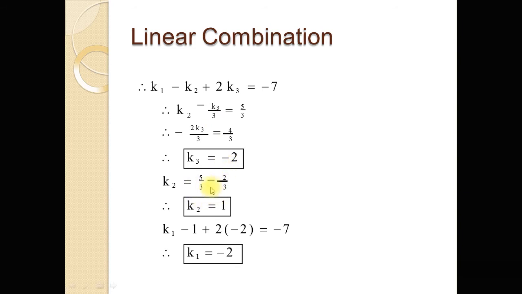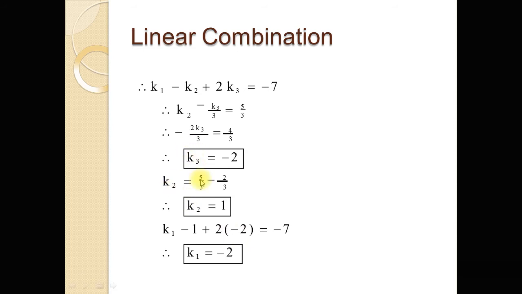So the value of K2 is equal to 5 by 3 minus 2 by 3. 5 by 3 minus 2 by 3 means 3 by 3, and 3 by 3 is equal to 1. So the value of K2 is 1. Now putting the value of K2 and the value of K3 in the first equation, you see over here K1 minus 1 plus 2 into minus 2 is equal to minus 7, and after simplification we obtain K1 is equal to minus 2.